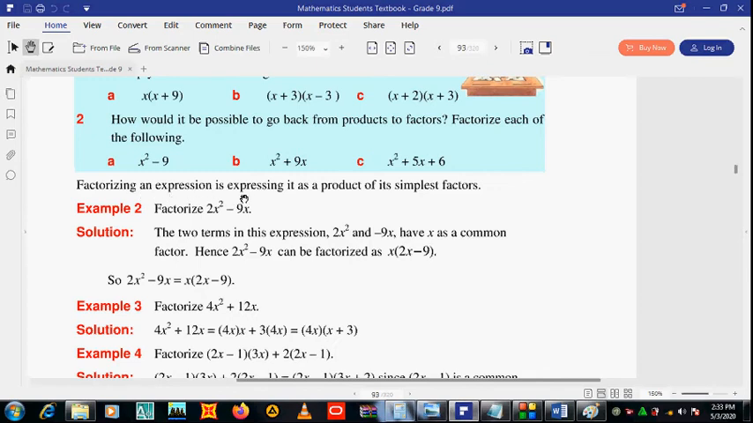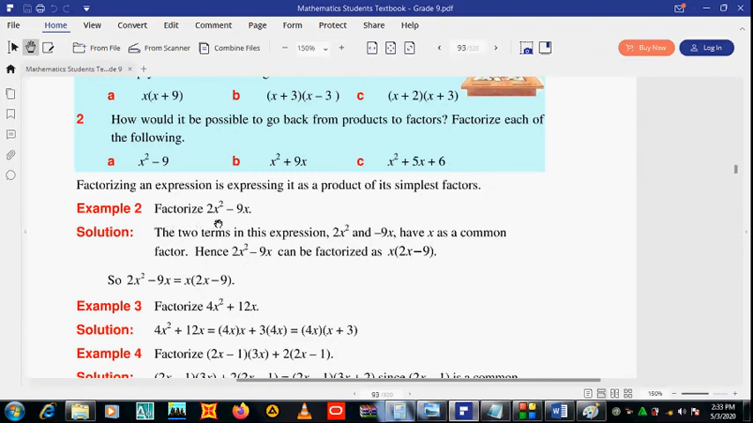Factorizing an expression means expressing it as a product of its simplest factors. For example, x square plus 5x plus 6 written in simplest form is x plus 2 into x plus 3, which means x square plus 5x plus 6.